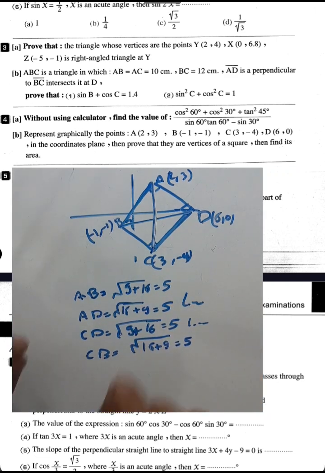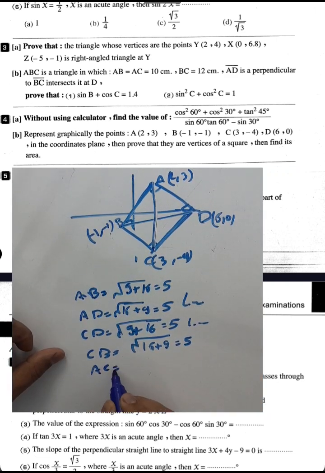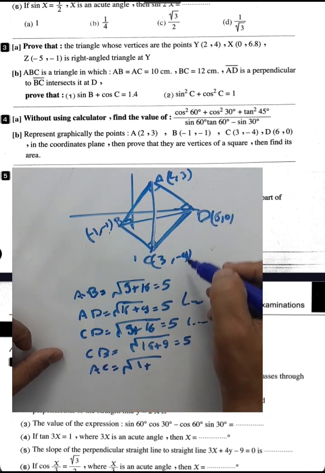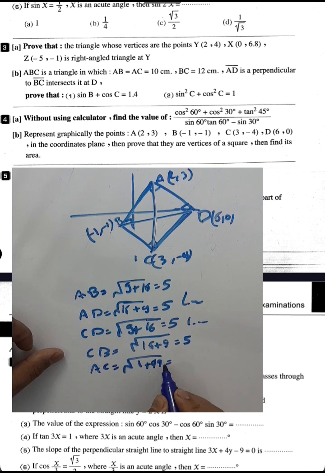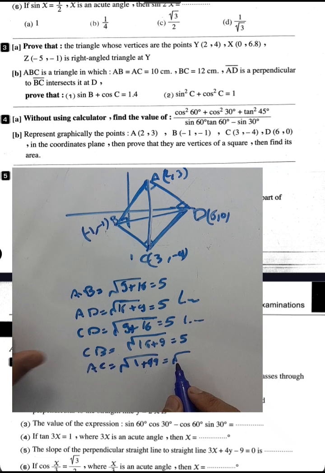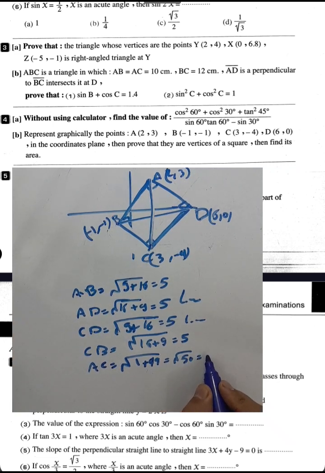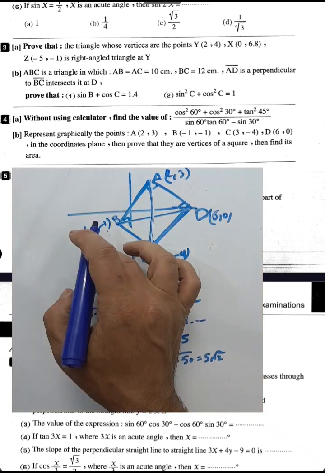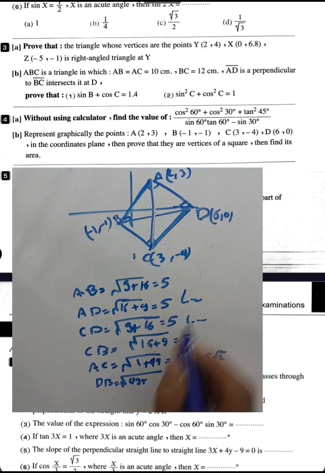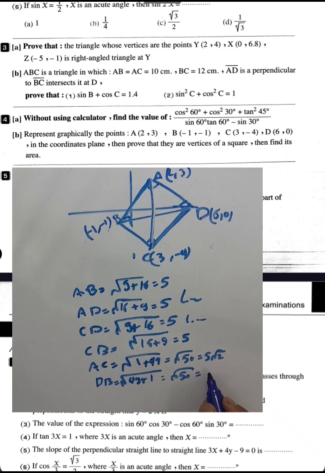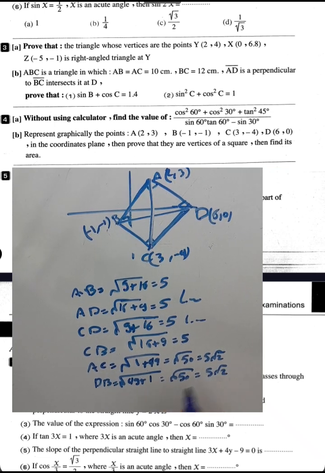Then you must find the length of AC. AC: 2 minus 3, negative 1 power 2 is 1, 3 minus 4, 7 power 2 is 49. The result will be square root of 50. It will be 5 root 2. And we can find the length of DB: 6 minus 1, 7 power 2 is 49, 0 minus 1, 1 power 2, it will be root 50. It will be 5 root 2.